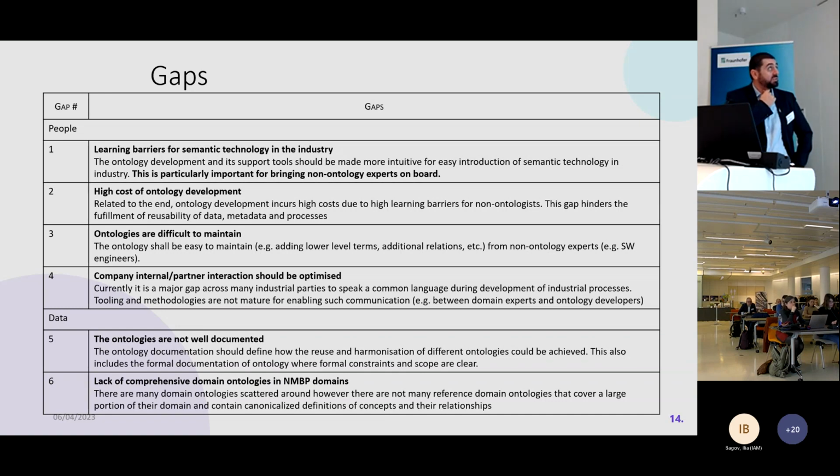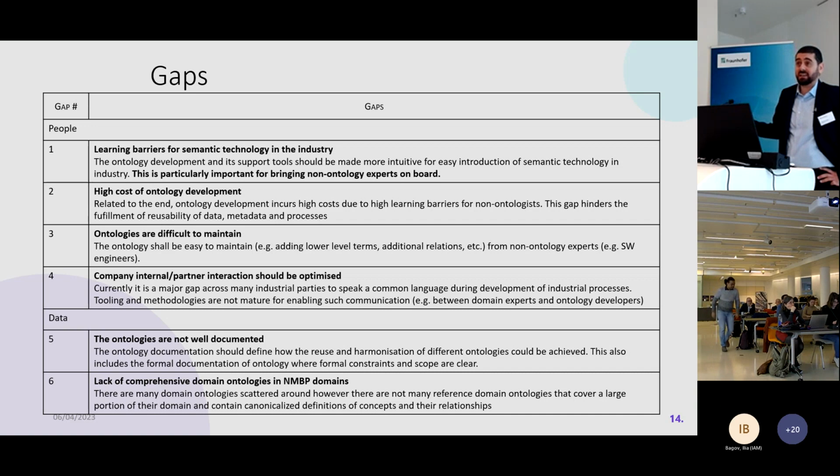There is also the high cost of ontology development. This is a debate between ontologists and industrials. They say, yeah, it's costly, it takes time. But we say, when you do other stuff, it's also costly. Why, when it comes to ontology, do you say it's costly? All your other stuff is costly. All your other stuff takes time. It's an engineering process, so it should take time. It will be costly.